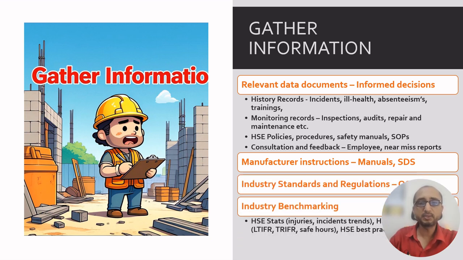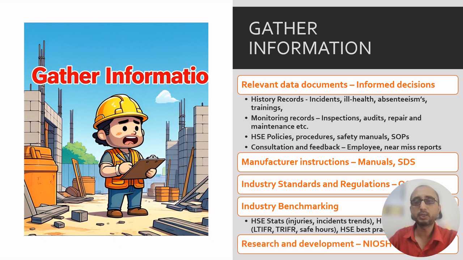So types of information may be the past reports related to incidents, accidents, or near misses. Then monitoring records, like inspections, audits, repair, and maintenance records of the equipment. Then documents, which may include policies, procedures, safety manuals, SOPs. Then consultation and feedback, the workers' feedback that you have gathered throughout the time. Then there can be the manufacturer's instructions, like manuals related to the equipment or machinery, or material safety data sheets related to the chemicals or hazardous substances.